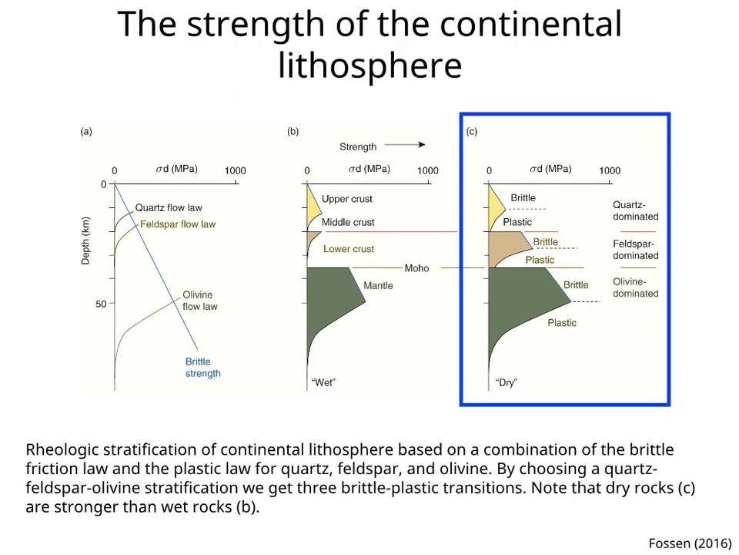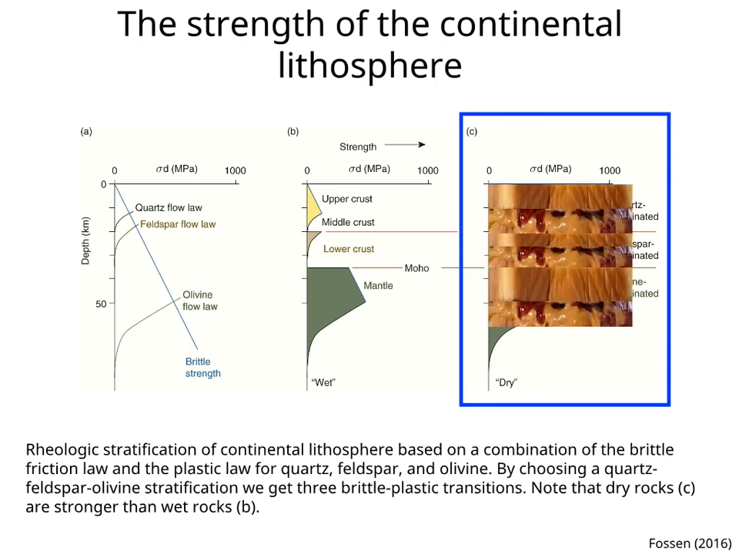Let's focus on the strength profile for dry rocks. The upper crust is brittle, and the middle crust is plastic. The upper part of the lower crust is brittle, and the lower part is plastic. And the upper part of the lithospheric mantle is brittle, while the lower part is plastic. This model is humorously referred to as the jelly sandwich model. The bread slices are the brittle parts of the lithosphere, and the jelly layers are the plastic parts.